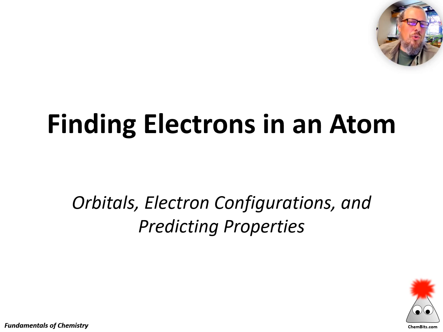Protons and neutrons are really important subatomic particles, but when it comes to a lot of what we think about as chemistry and chemical reactivity, that's really taking place amongst the electrons. So it's important for us to be able to figure out where those electrons live inside of an atom.